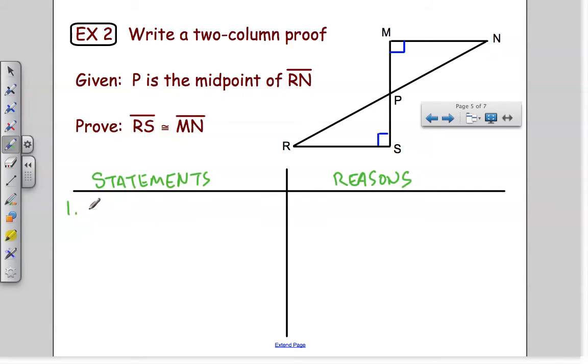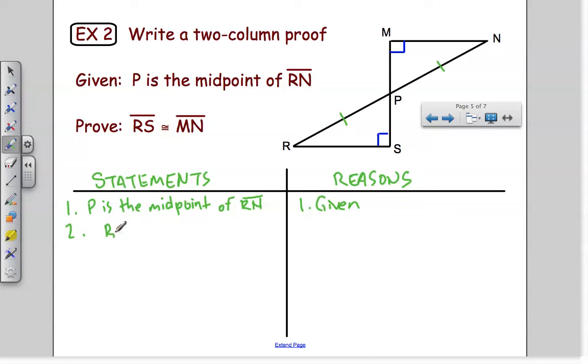So when I start out with my given, P is the midpoint of RN, you should already be thinking that I have some congruent segments because of this statement. This is given. What does that mean? If P is the midpoint of RN, we have 2 congruent segments, P is the middle. So then segment RP would have to be congruent to segment PN, because again, midpoint means it's in the middle, you have 2 congruent segments from there.